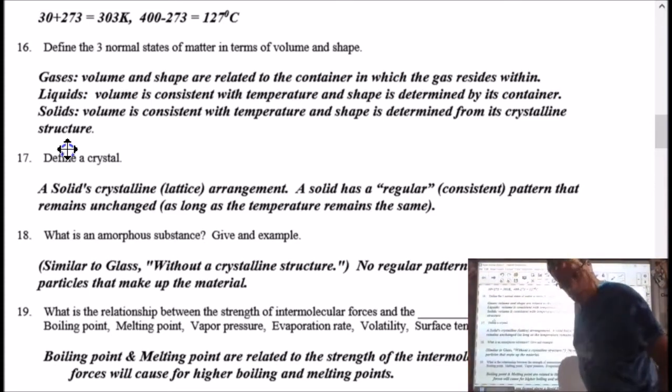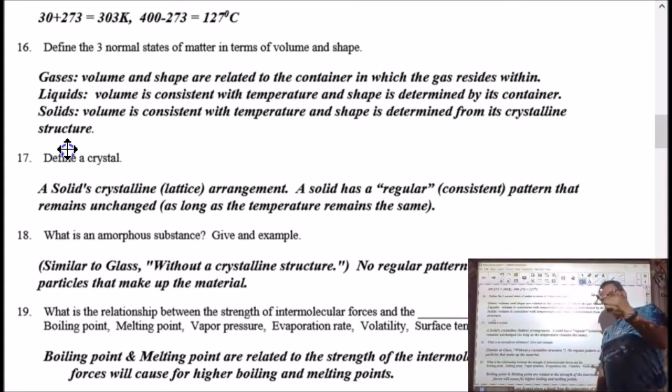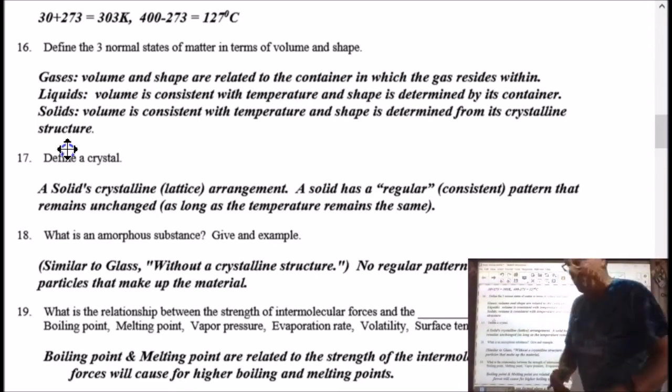If it's a solid, well, the only way that that's going to change is if I crush it, or if I heat it up, or if I react it. So solids are a lot more stable than, say, gases or liquids.